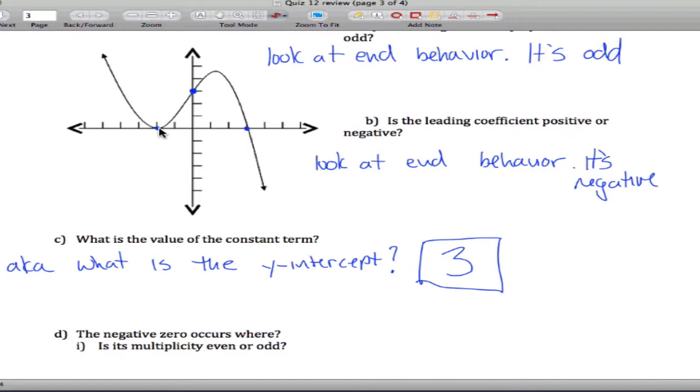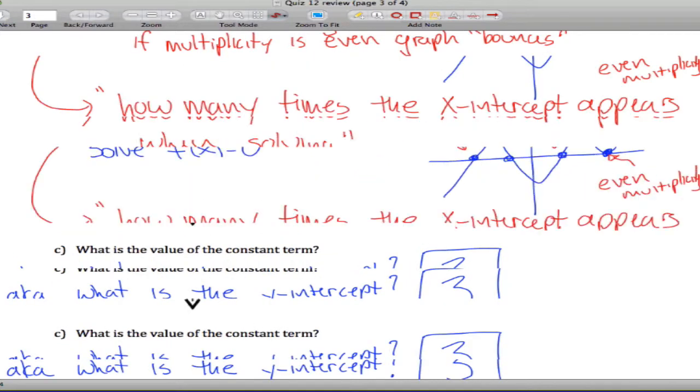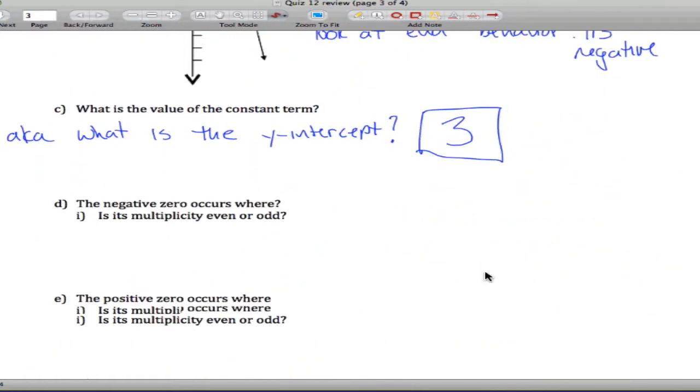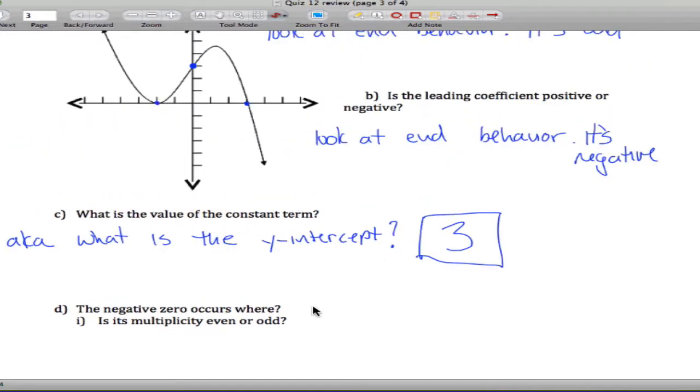So talking about this one, the negative 0: is the multiplicity even or odd? Well, note that the graph right here bounces. It bounces off at this point. It doesn't go right through, it bounces off. We talked about earlier that if the multiplicity is even, the graph bounces. So the negative 0 occurs where? It's right here. X equals negative 2. Is this multiplicity even or odd? It's even, because it bounces.